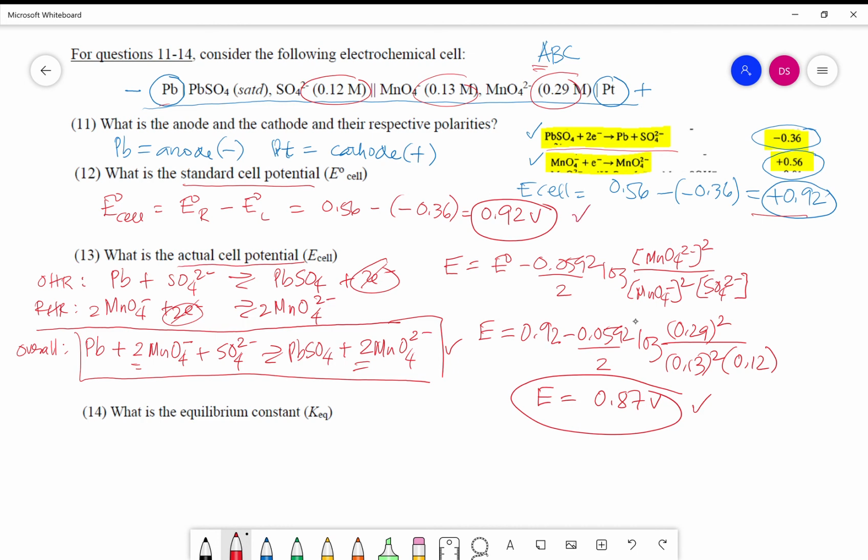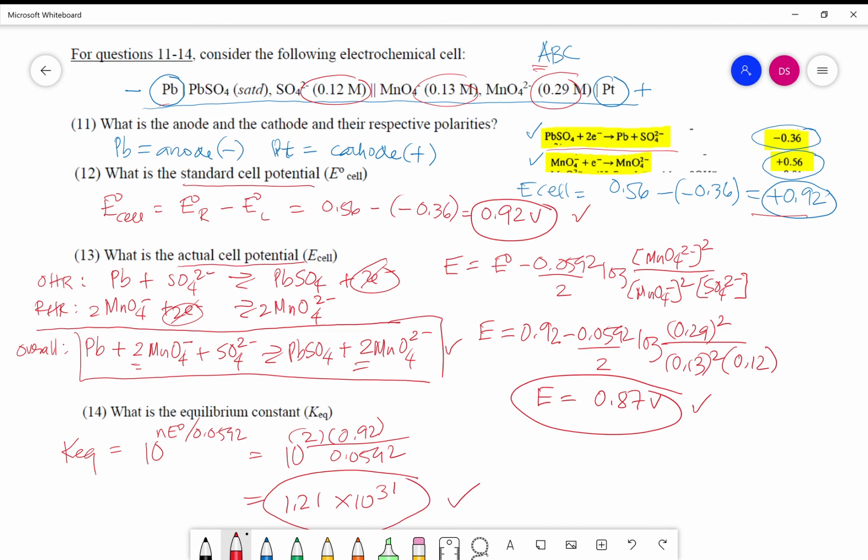Now, question 14, what is the equilibrium constant? We actually derived already the formula for Keq, which is the antilog, or 10 to the n E naught over 0.0592. So this is 10 to the 2 because 2 electrons are involved, and then E naught is 0.92 over 0.0592, and this is equal to 1.21 times 10 to the 31. That is Keq, and that is the answer for question 14.